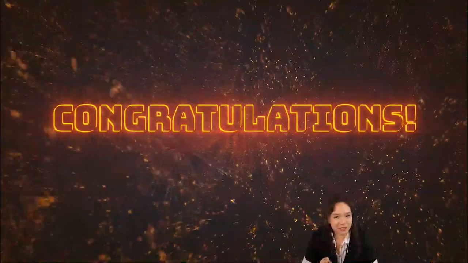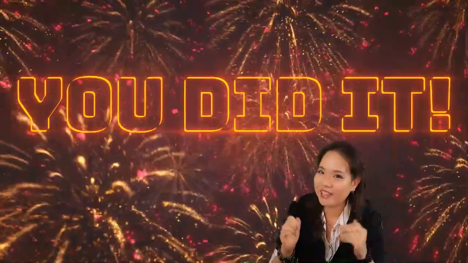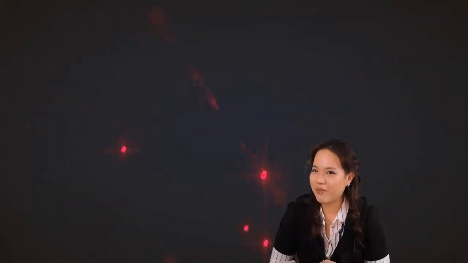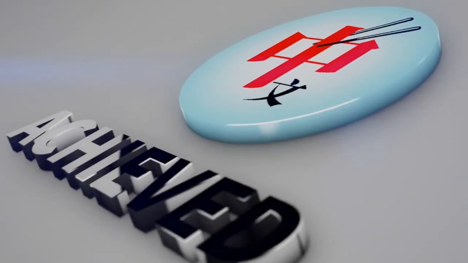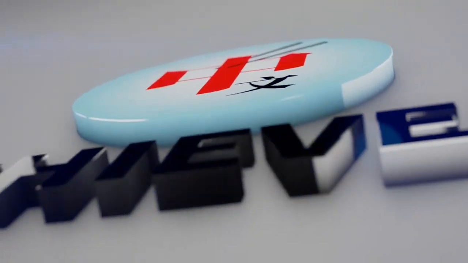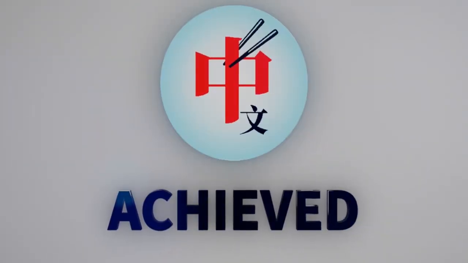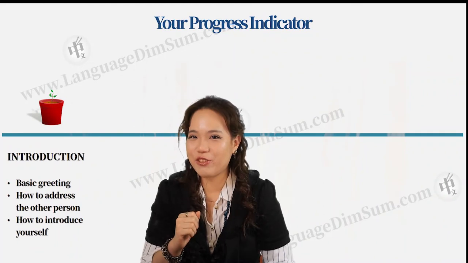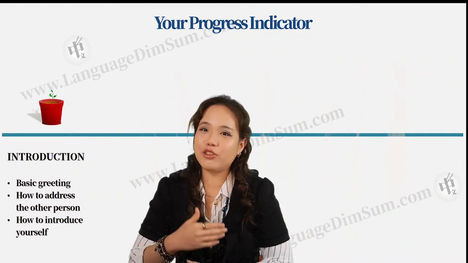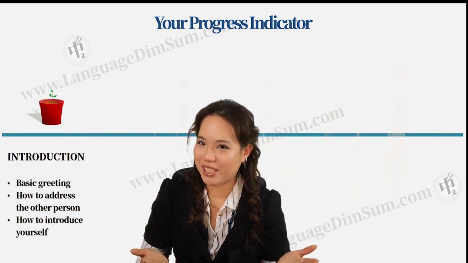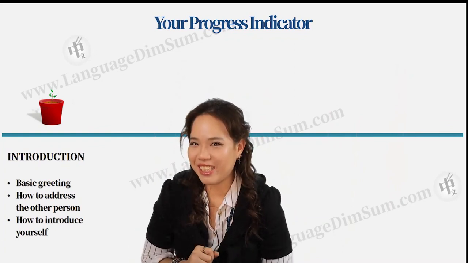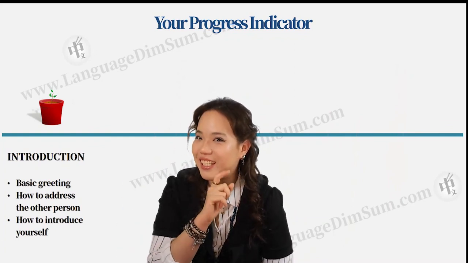Congratulations! I'm so happy and I'm so proud. If you got less than 3, no worries. Practice is key. If you got 5 out of 5, let us give you an achievement step to mark your progress. Now, you have successfully learned the basic teaching, how to address someone and how to introduce yourself. Let us continue. See you in the next video.